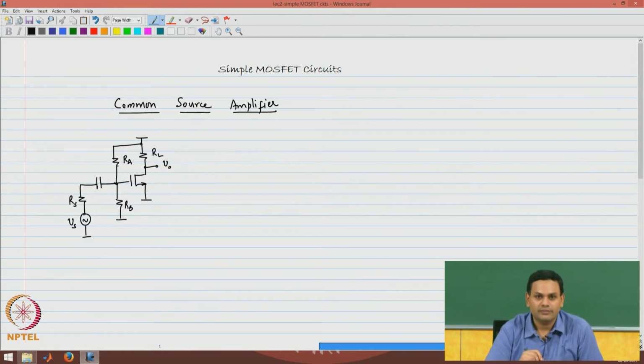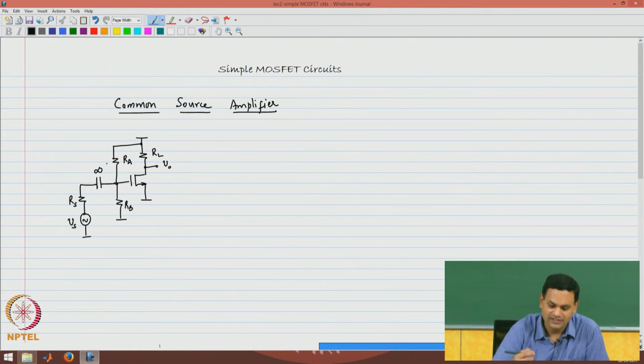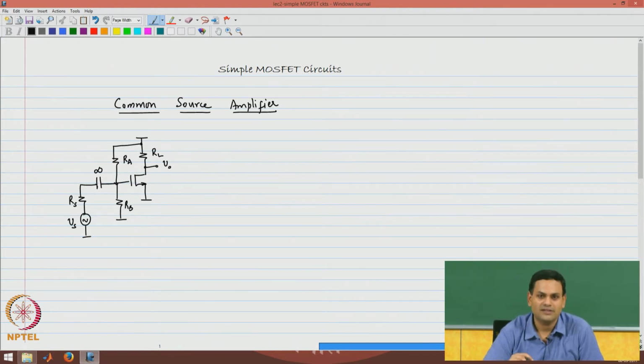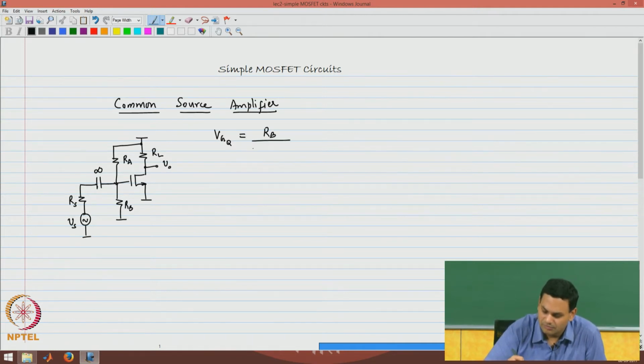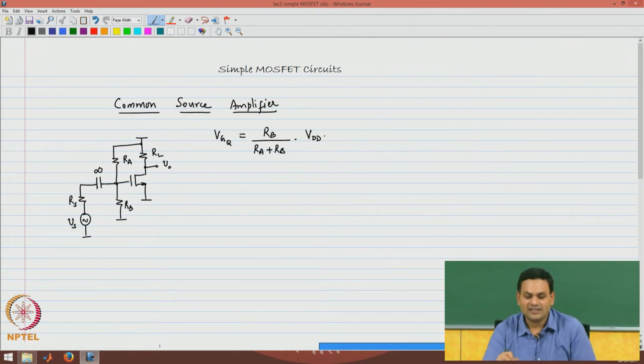Now, at the gate port, the DC and AC signals are separated using a very large capacitor. I will show it as an infinite capacitor, but it is usually a very large capacitor. Before we draw the small signal circuit, let us do the DC circuit analysis first. The capacitor is an open circuit, and therefore, the voltage at the gate, which I will represent as VGQ, the quiescent gate voltage, is nothing but RB by RA plus RB times VDD. As you can see, in this version of the circuit, we are generating the gate voltage from the supply voltage itself.